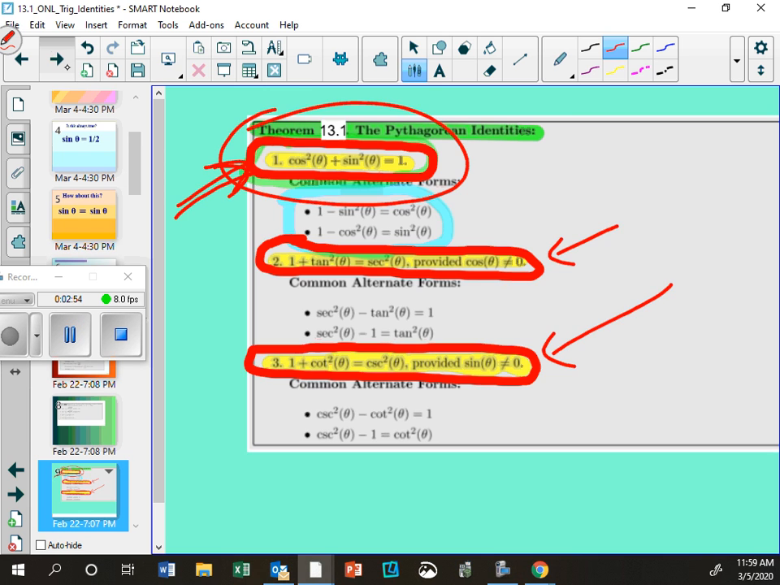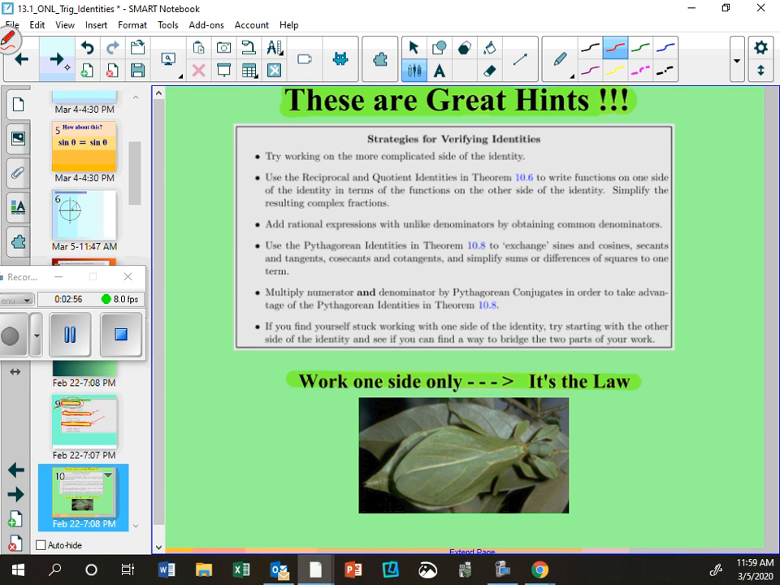All right, so these are really good hints for verifying identities. A lot of times we just call these proofs. You got to prove that this equals that. Take the more complicated side and work on that side. Okay, so if there's a left side and a right side of every proof, take the more complicated side. Next, you're going to use the reciprocals and the quotients a lot. I gave you a list of all of those yesterday.